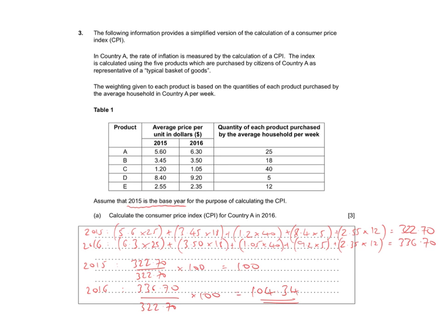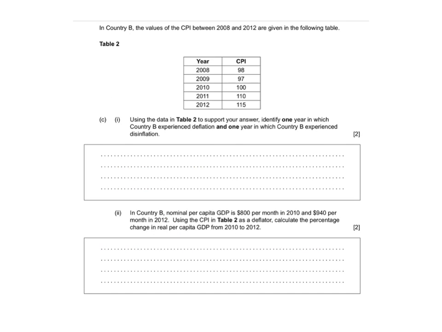And we can work out easily from that the percentage increase in prices as measured by CPI in country A was 4.34% in that year. We are next given some inflation data for country B. And the first part of this question asks us to consider 1 year in which the country experienced deflation and 1 year in which it experienced disinflation. Now we can see from the data that between 2008 and 2009 the price index fell. Okay, so prices in this country B reduced in that year, so that obviously indicates deflation.